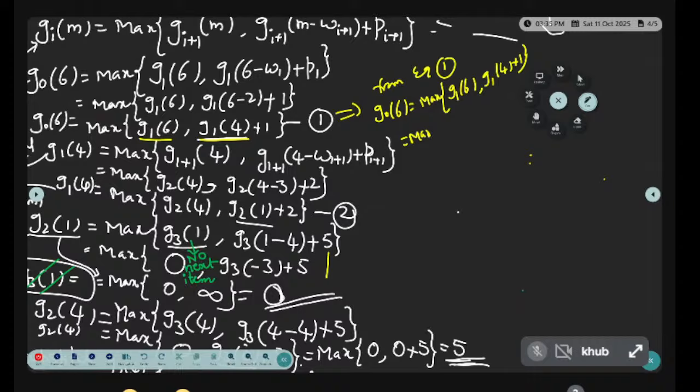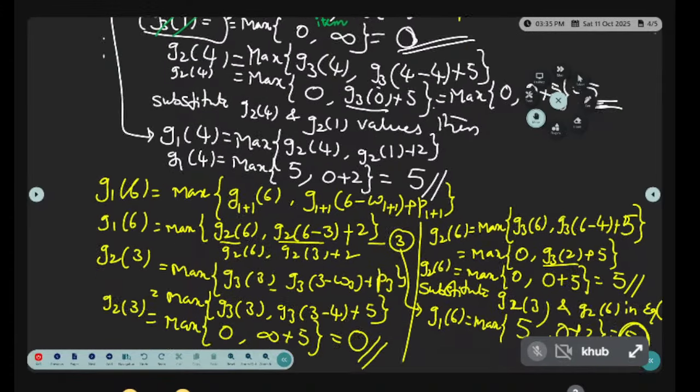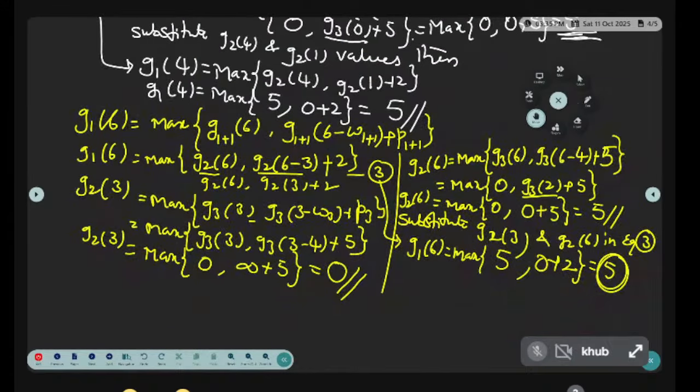Substitute maximum G1 of 6 ఎంత? G1 of 6 ఎంత వచ్చింది? నోట్ చేసారా లేదా? చేయలే? నోట్ డౌన్. మరి చేసుకొని అడగాలి కదా. అర్థమైందా?